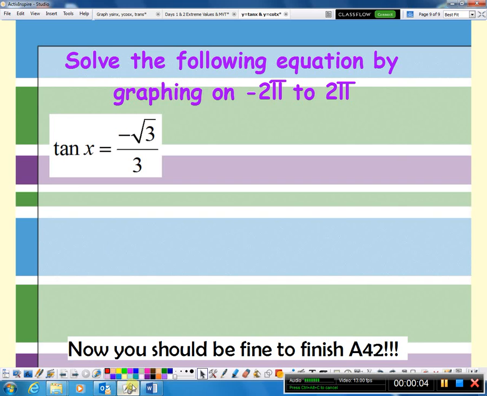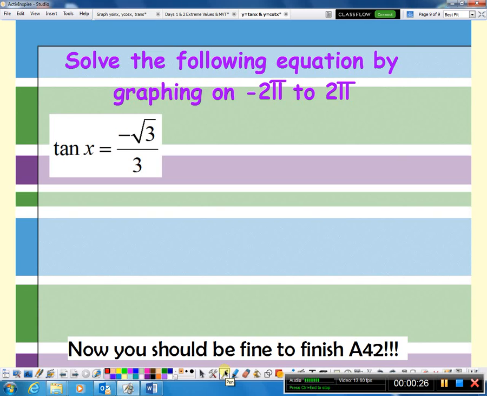Okay, the one problem that we did not finish in class on Monday that you need to know how to do in order to finish A42 is solving an equation graphically. So let's do this one, and there are similar questions on A43 that you should be able to do real easily once you see it.